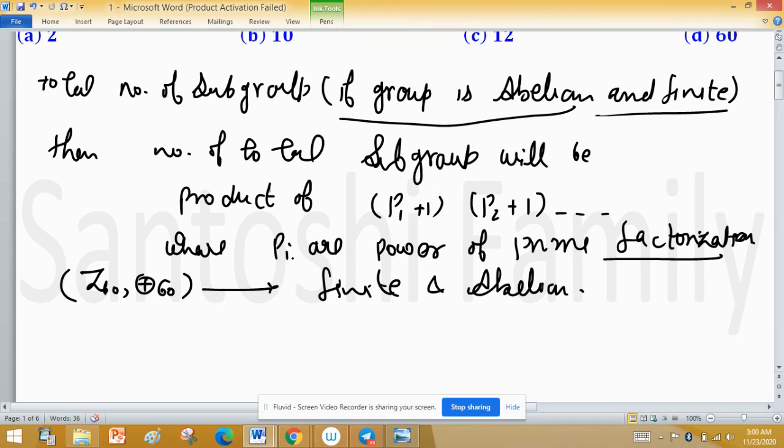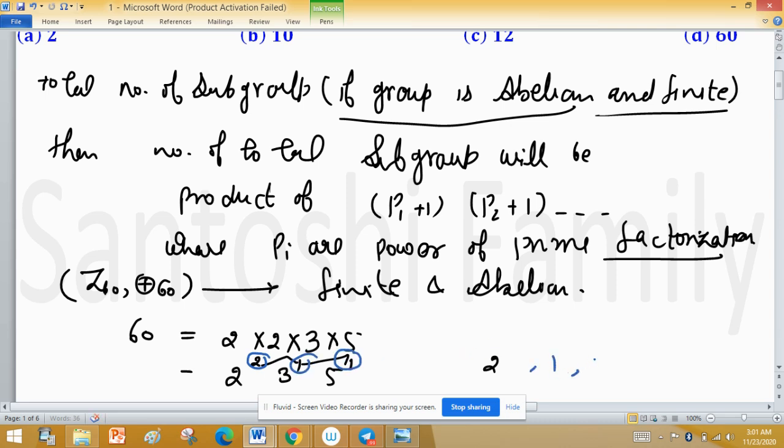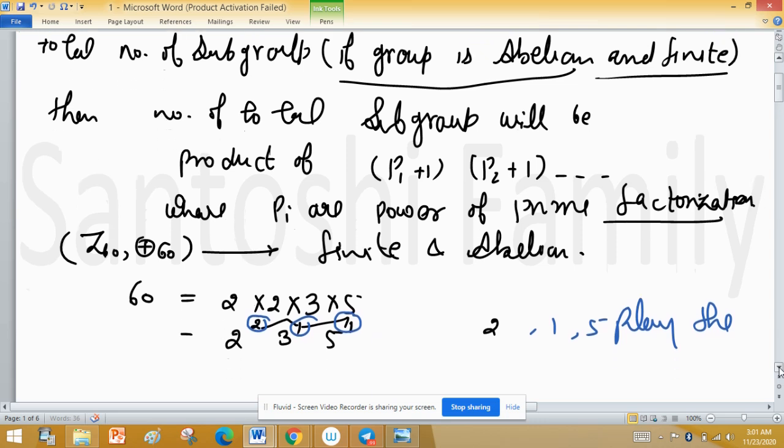So first, the prime factorization of 60 is 2 into 2, 3 into 5. 2 2 is 4, 4 3 is 12, and 12 5 is 60. You can write here 2 raised to the power 2, 3 raised to the power 1, and 5 raised to the power 1. Here, these exponents 2, 1, 1 play the role of the pi.